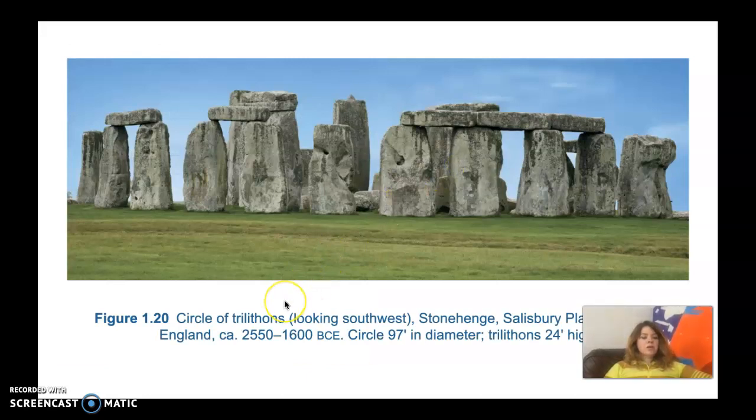So this is Stonehenge, Salisbury Plain, Wiltshire, England, 2500 to 1600 BCE. The larger circle, which is the outermost circle, is 97 feet in diameter, and then the innermost circle is probably smaller. It doesn't say the inner circle's diameter, but the stones are 24 feet high, so they're very large. This is definitely the most famous example of a megalithic monument, probably one of the more famous artworks out there, really.